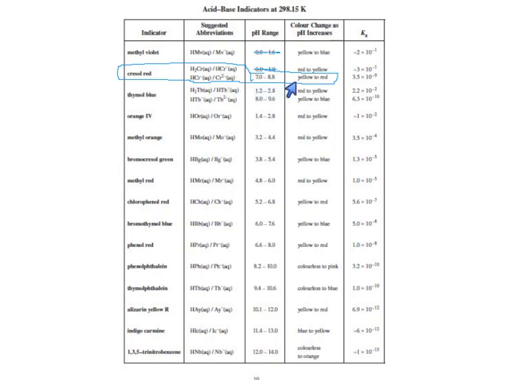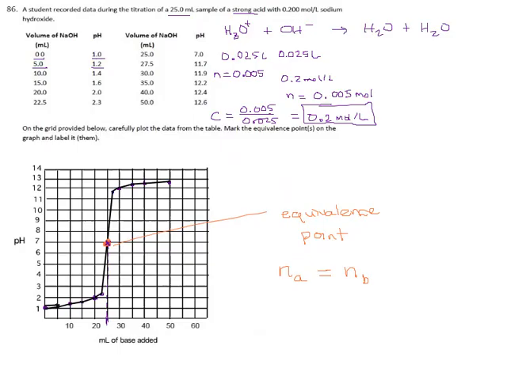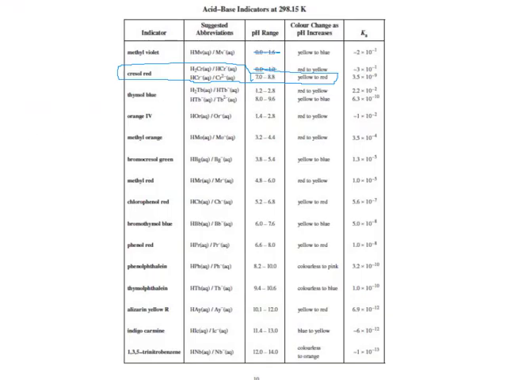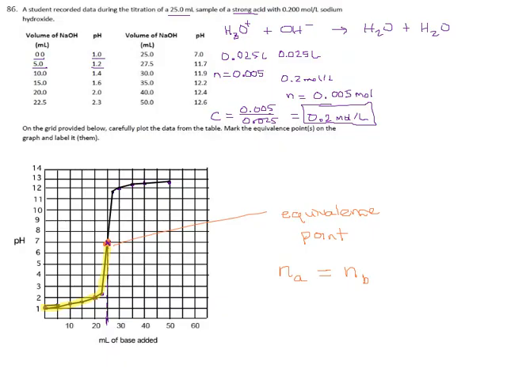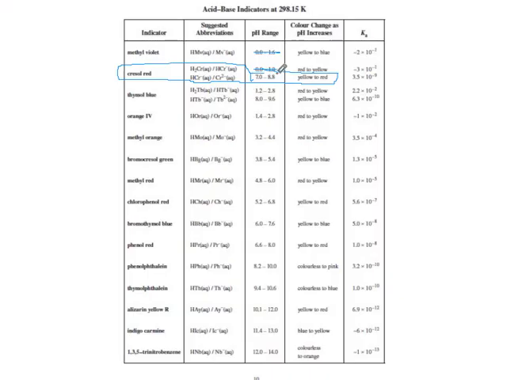Cresol Red would be yellow up to pH 7. Oh, sorry. So Cresol Red would be yellow down here, yellow, yellow, yellow, yellow, yellow, yellow, yellow, yellow. Just as we got to pH 7, it would start to turn red. And by pH 8.8, we'd be at red.